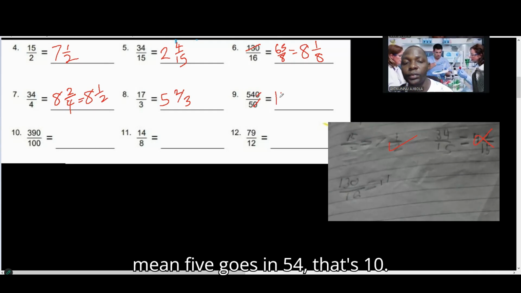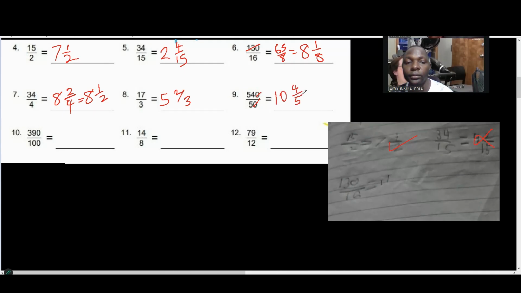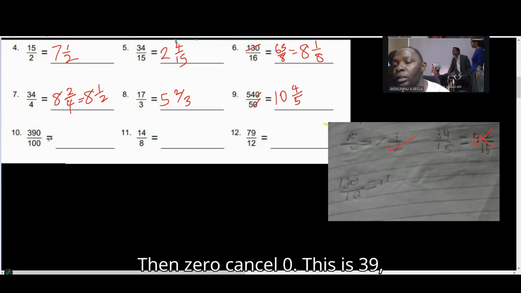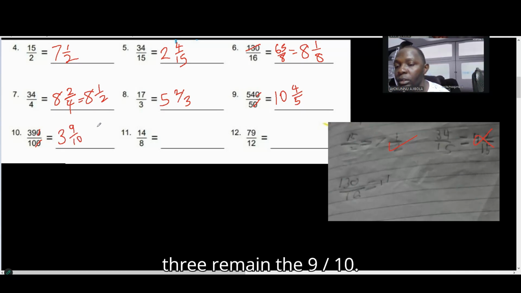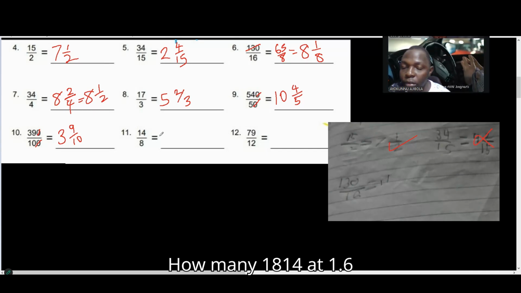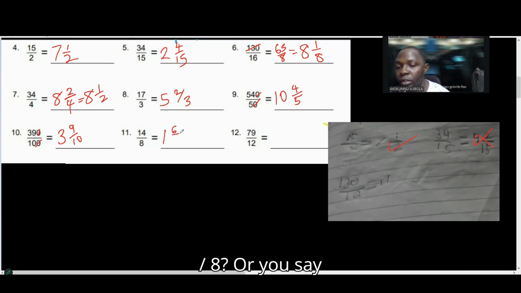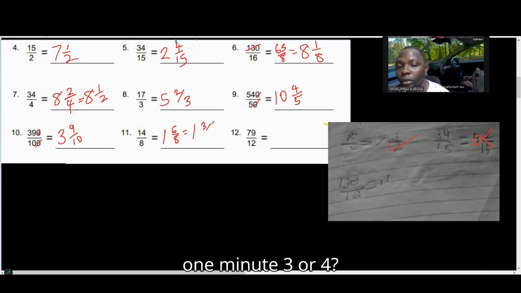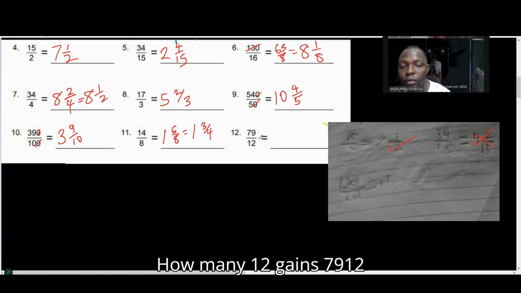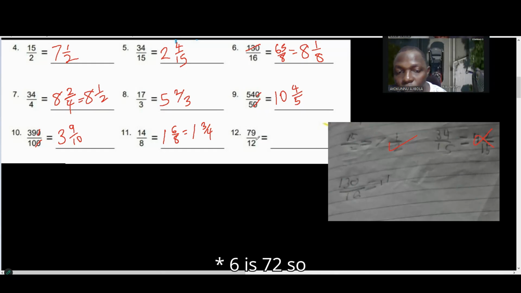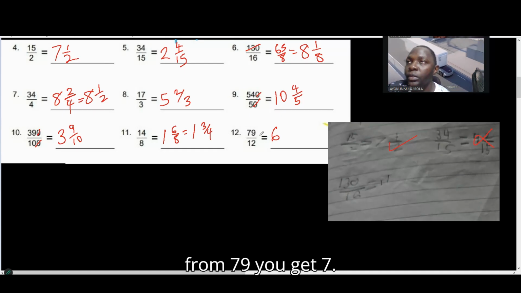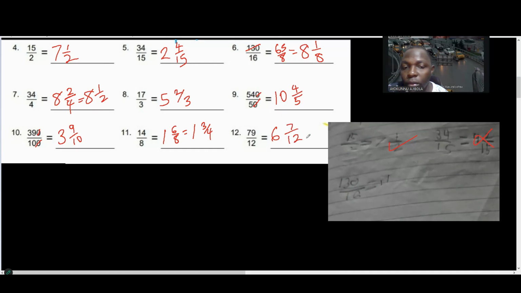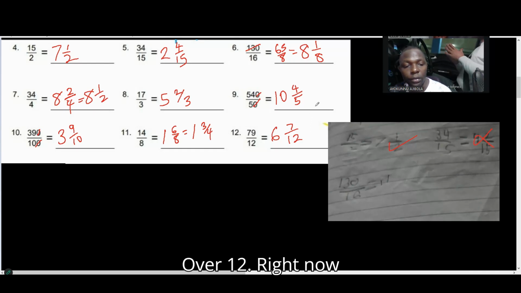So 0 cancels 0. How many 5 goes in 54? That's 10. Remainder 4 over 5. Then 0 cancels 0. This is 39 over 10. How many 10 in 39? That's 3. Remainder 9 over 10. How many 8 in 14? That's 1. Remainder 6 over 8, or you say 1, remainder 3 over 4. How many 12 in 79? 12 times 6 is 72. So that is 6. Remove 72 from 79, you get 7 over 12. Write down your corrections.